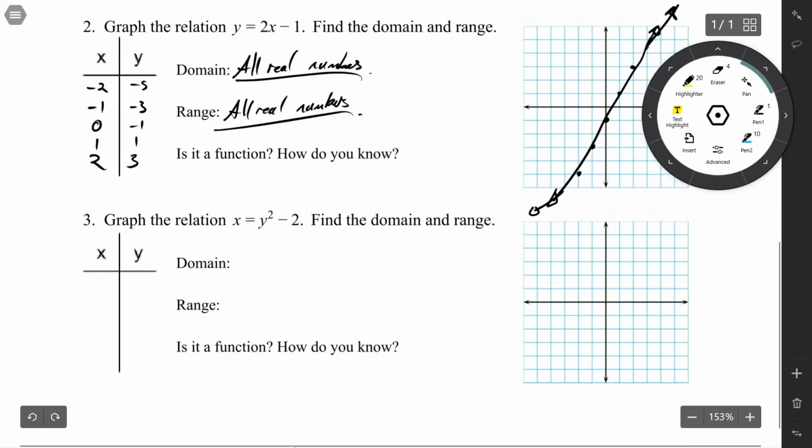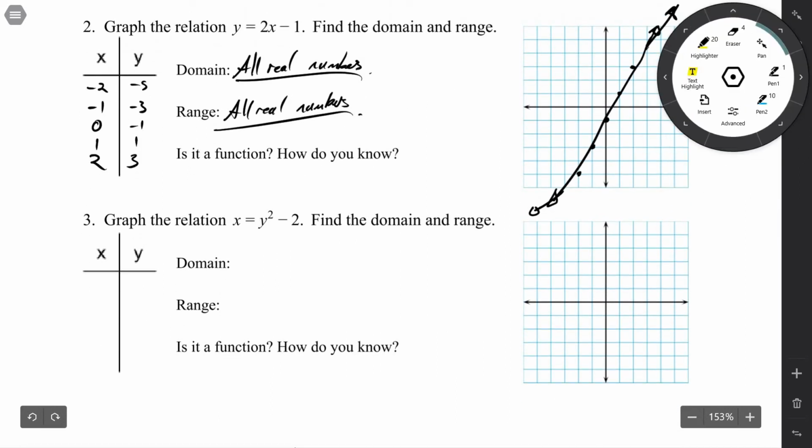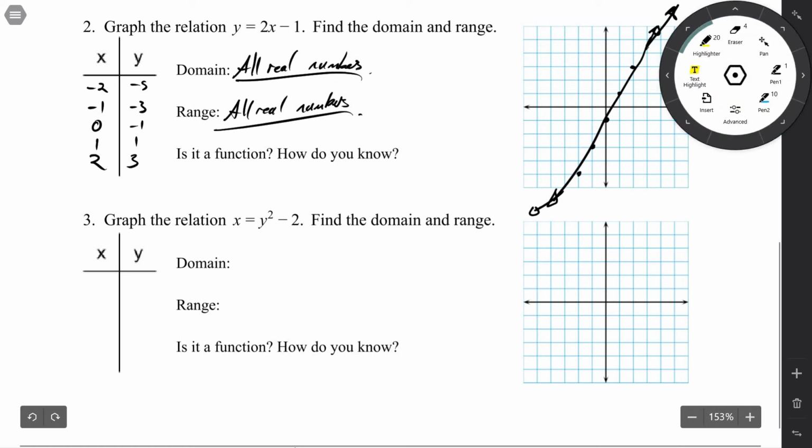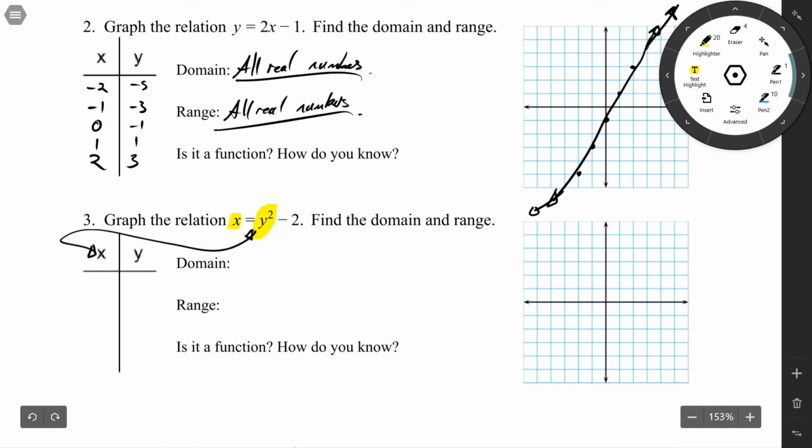Let's jump to another one, and I'll give you a spoiler. This one is not going to be a function, and you'll see why here in a sec. The first thing to realize is that the x is over here, the y is over here. We can try plugging in x's first, but it's going to make a little bit more sense to plug in the y, and then we'll get our x's after that. So we'll jump through that first.